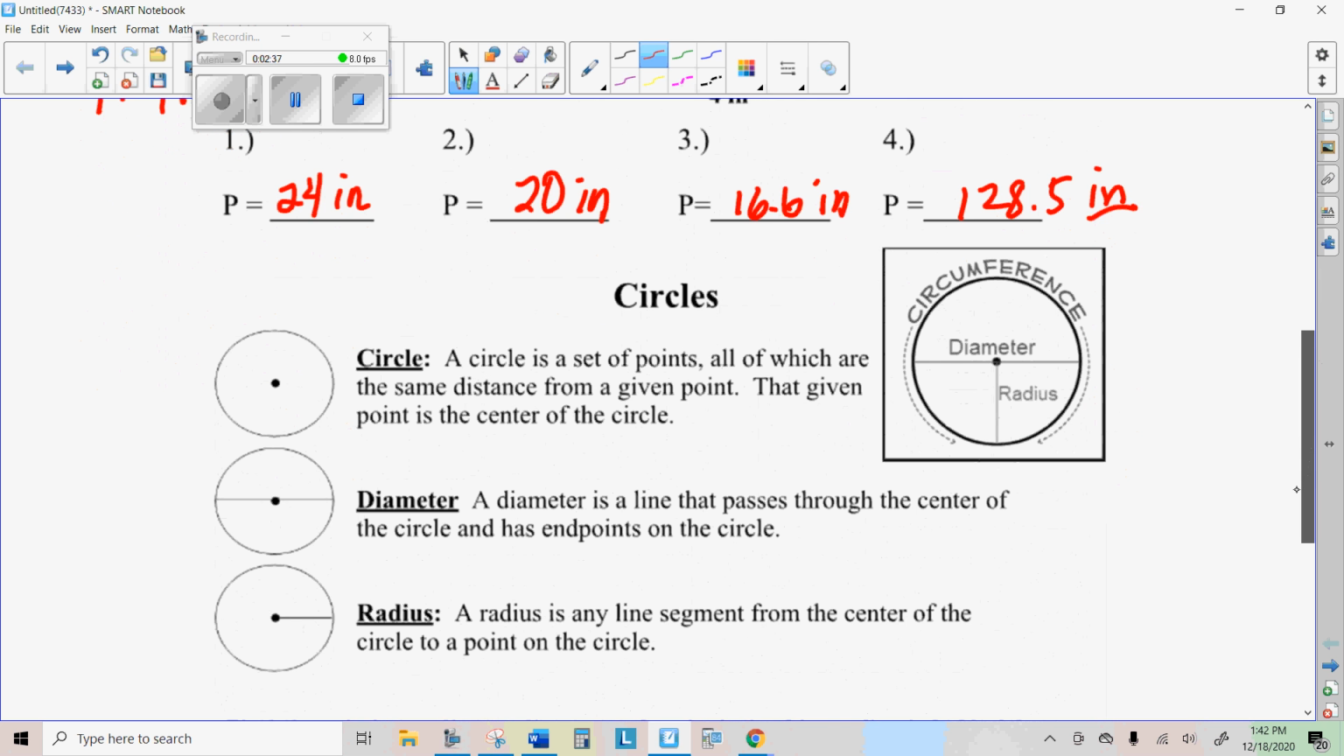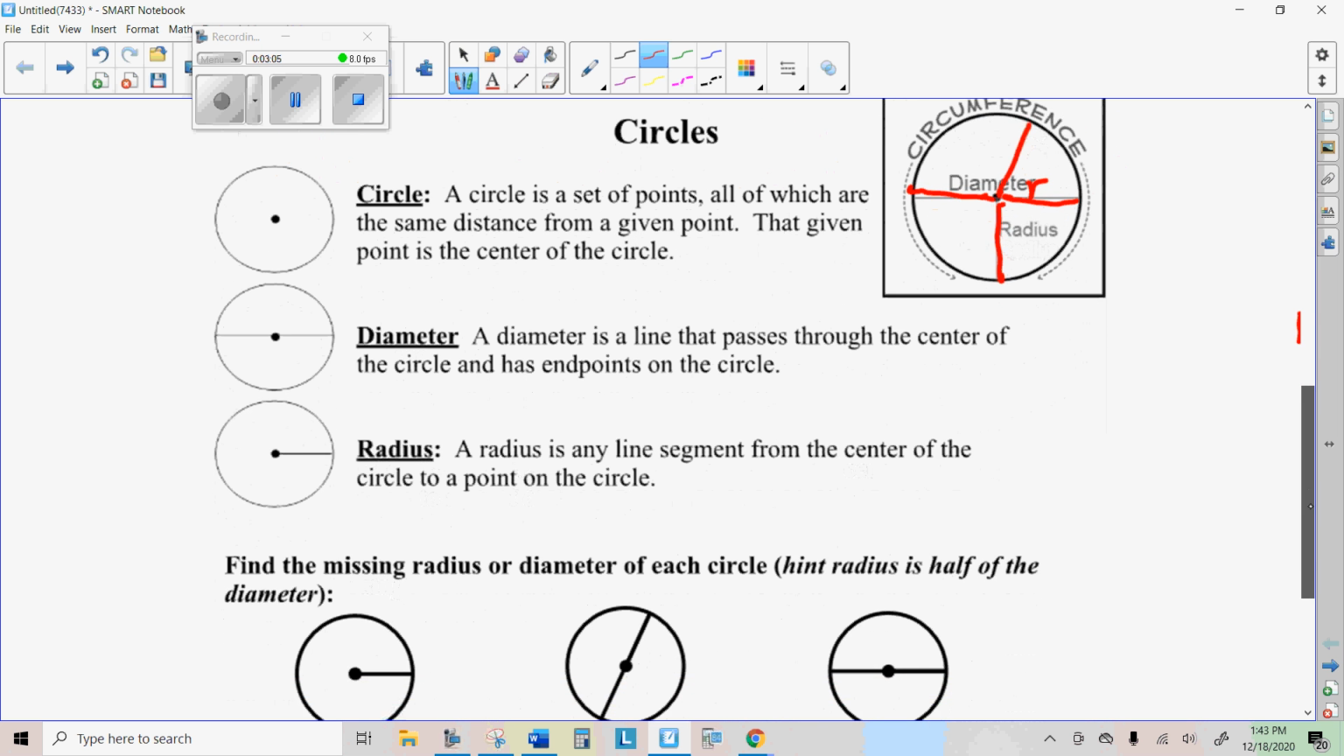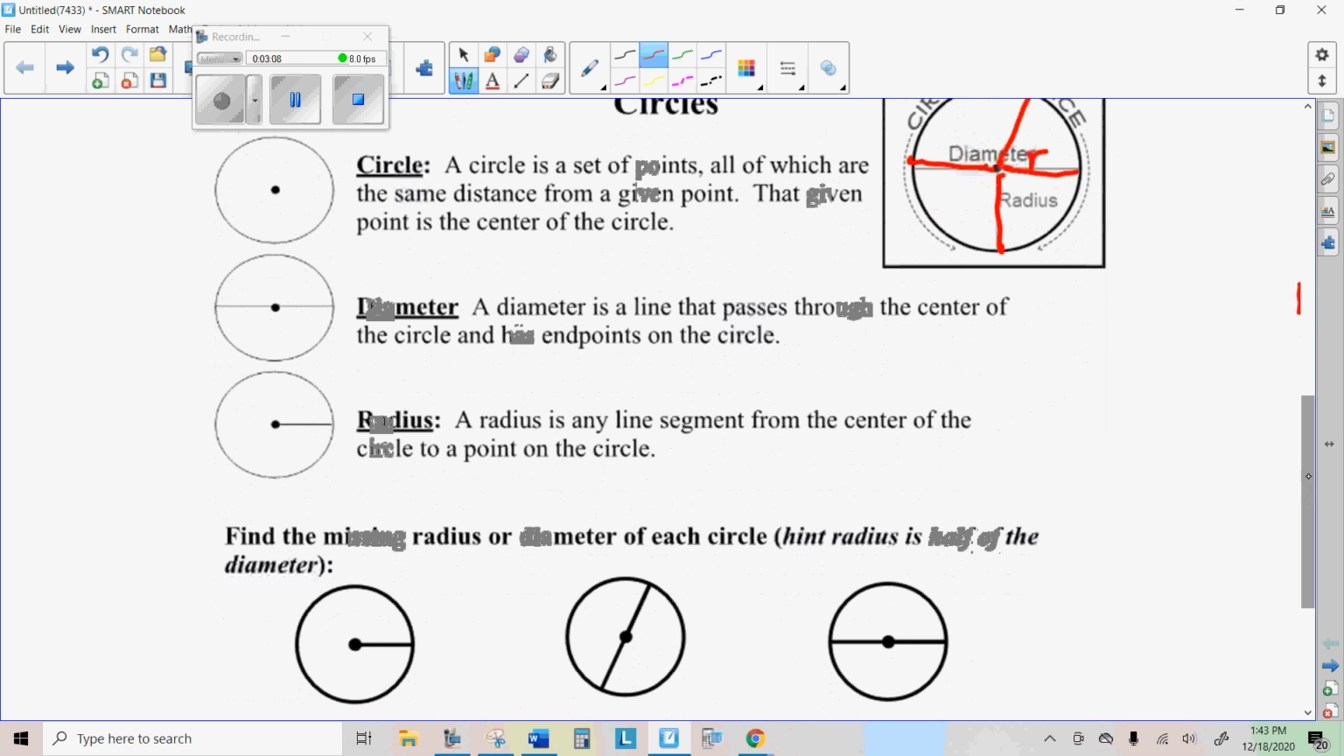All right. So here's some definitions for circles. A circle is a set of all points, all of which are the same distance from a given point. That distance is called the radius. So the radius is one of these distances, and they're all the same no matter where you are from the center to the outside. Diameter is a line that goes through the center and lands on the circle. And the radius is the distance from the center to the circle.